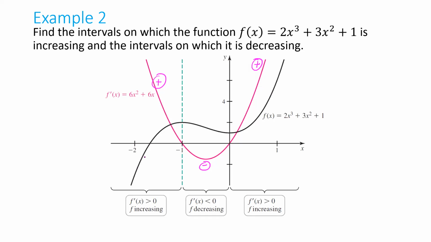And we see that also correlates with what we said about the original f. The original f is increasing from -infinity to -1, and then when it gets to -1, it changes to a decreasing function, and it decreases until it gets to 0, and then it starts increasing again.